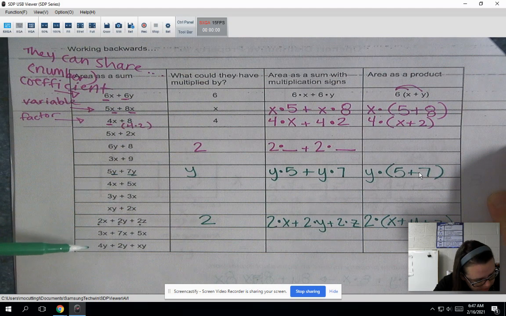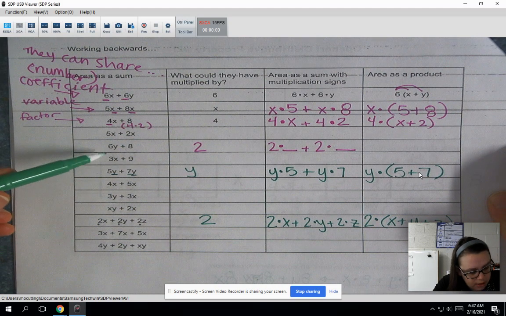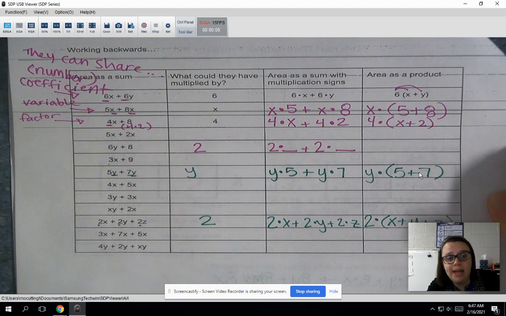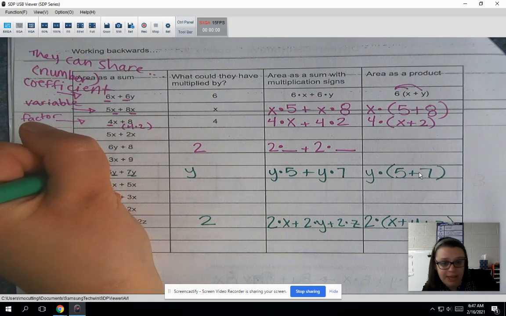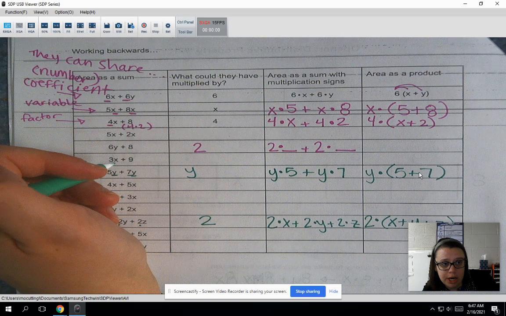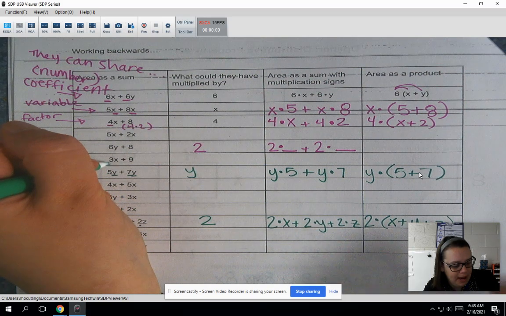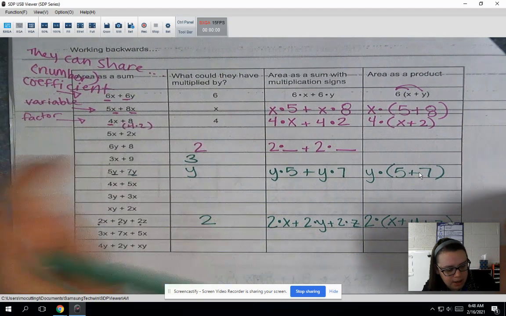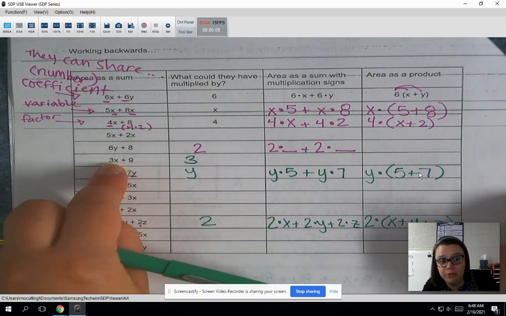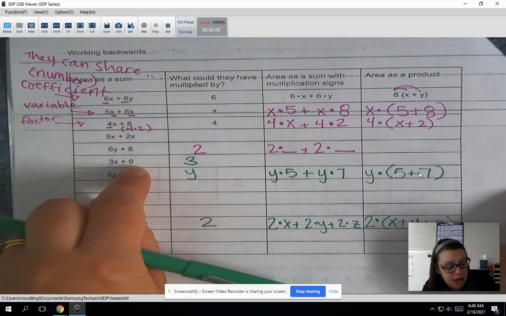Let me find one with a factor. Oh, here I have 3x plus 9. Here they don't share a variable. They don't share a coefficient. What they could have multiplied by is 3. Because 3 can go into 3x and 3 can go into 9.